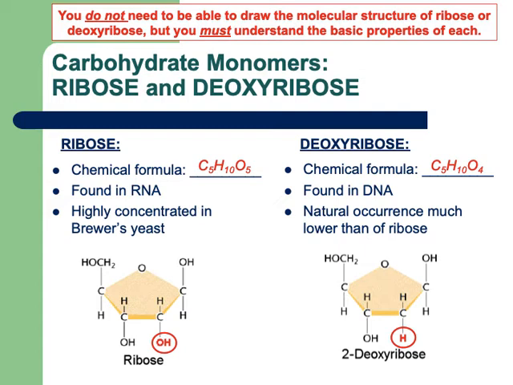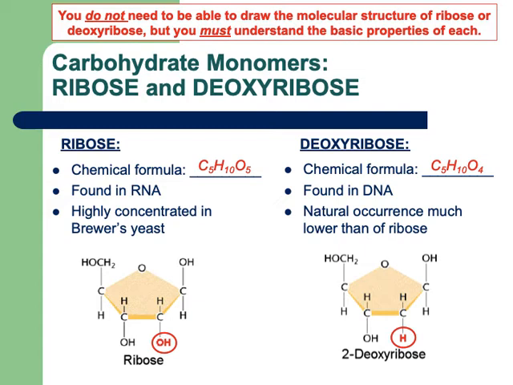Deoxyribose, its chemical formula is C5H10O4. So the difference between ribose and deoxyribose is exactly found in the name. Deoxy means you're removing an oxygen from ribose. So the name says it. Deoxyribose means you're going to have 1 less oxygen in its chemical formula. So the chemical formula for deoxyribose is C5H10O4. You've removed 1 oxygen from ribose. And this is found in DNA.